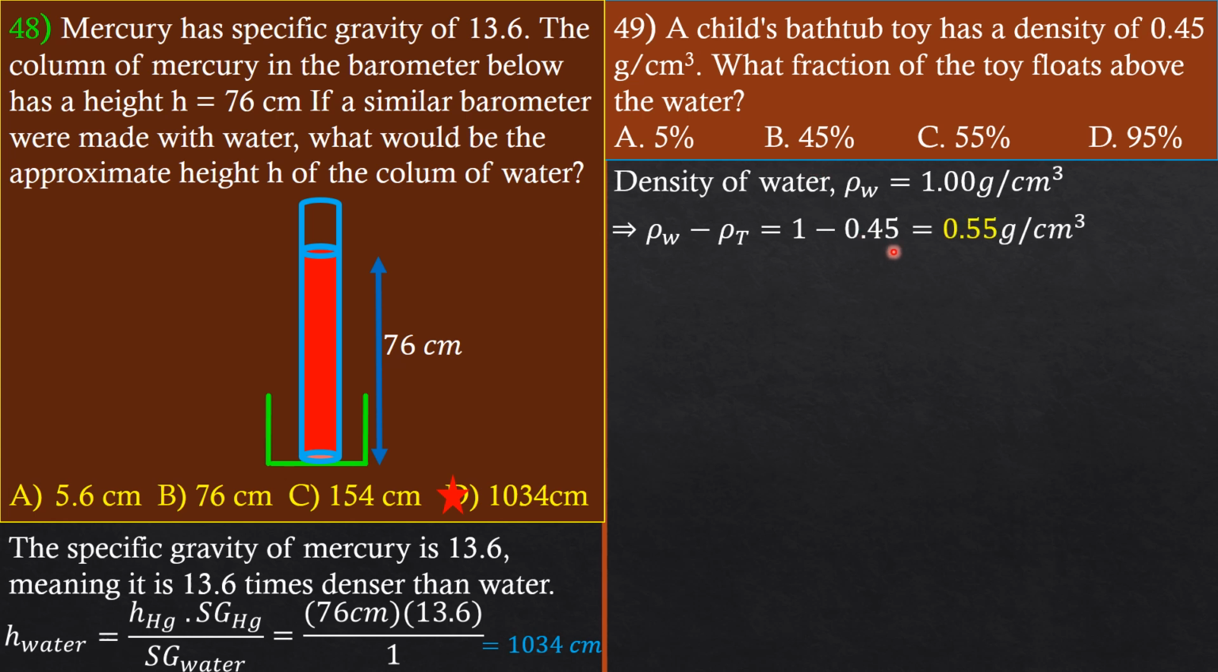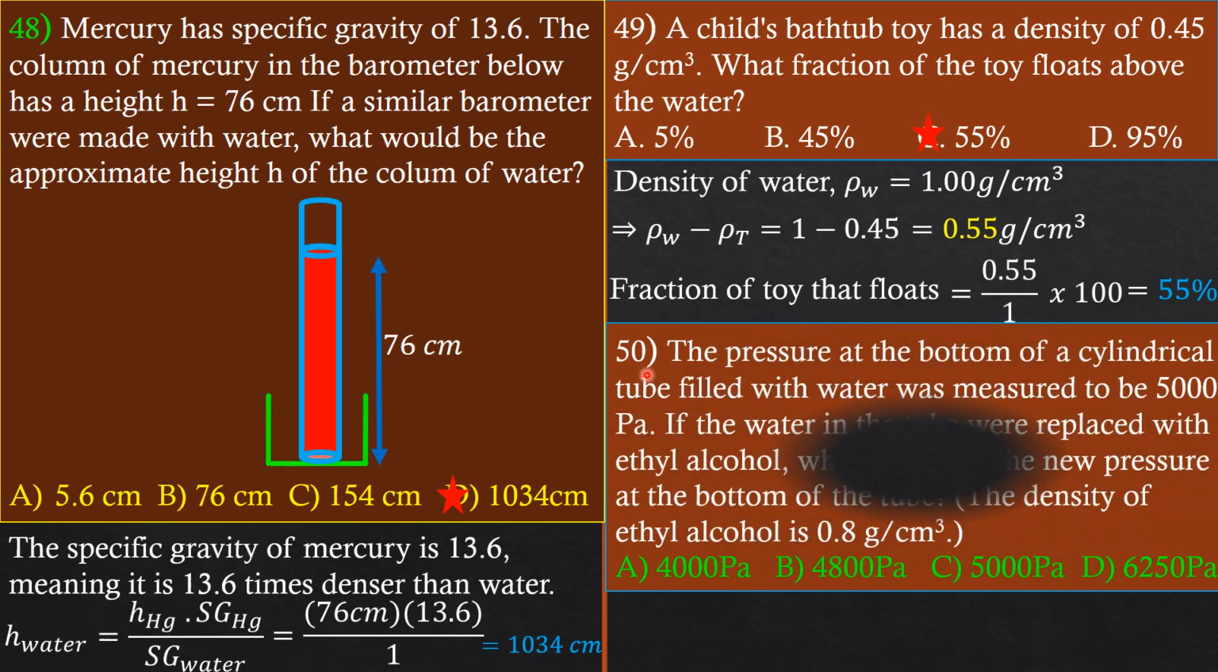Now, to get the proportion as a percentage that floats, we have to take 0.55 over the density of water times 100. So if we do that, guys, we are going to have 0.55 over 1 times 100, which gives us our answer to be 55%. So option C, friends, is the best option.